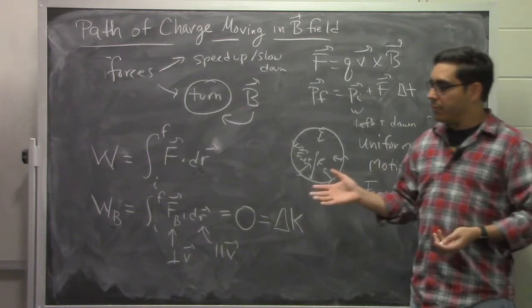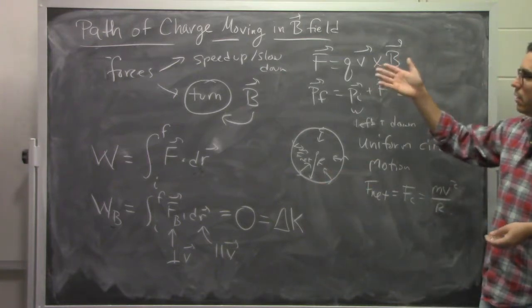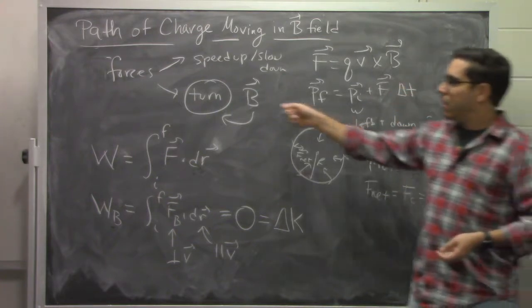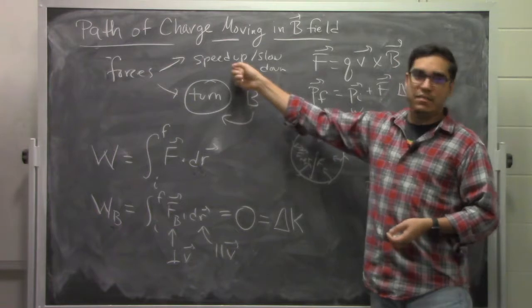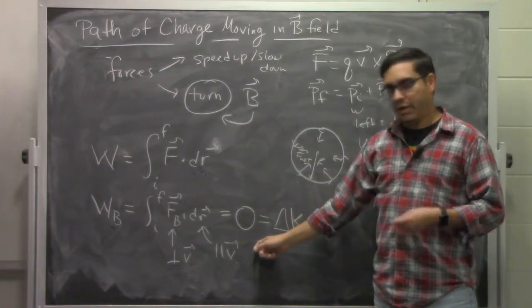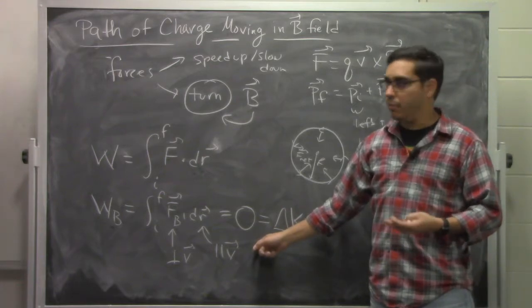So what we've learned from this is that magnetic forces act perpendicular to the velocity vector, and thus they turn particles around. They cannot speed them up or slow them down. And we find that, therefore, we cannot have a kinetic energy change associated with a particle moving in a magnetic field.